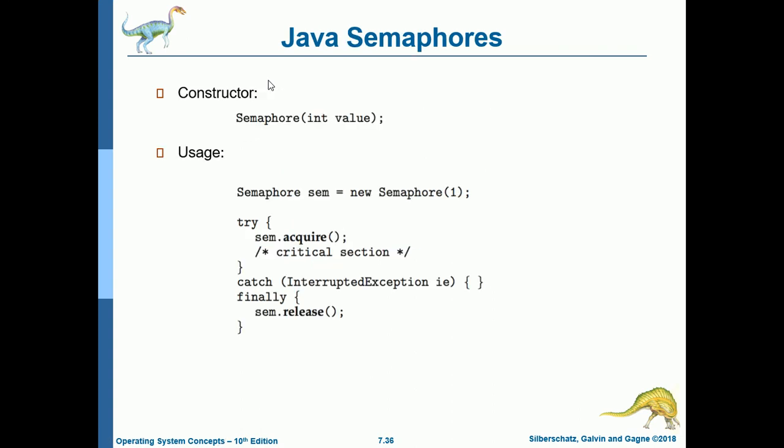So next we have Java semaphores. The constructor is Semaphore, and its parameter is an integer value. So, usage: Semaphore sem = new Semaphore(1), try sem.acquire. If the semaphore is acquired, it will undergo the critical section, then catch InterruptedException if there is an error, and then finally sem.release.